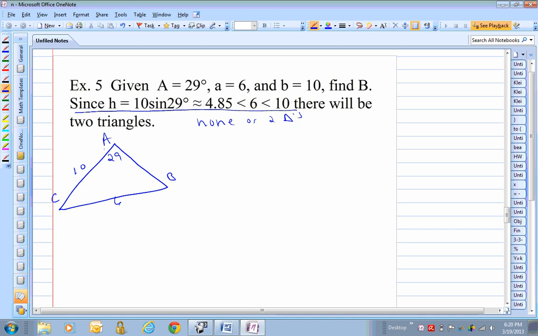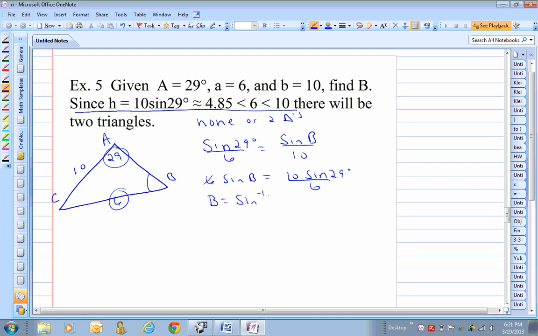All right, here we go. The next thing we're going to do is set up our angle-side pair. Sine 29 degrees over 6 equals, we're going to find angle B, so sine B over 10. Cross multiply, so 6 sine B equals 10 sine 29. Divide by 6, and then we solve for B. So B is going to be the inverse sine, or arc sine, of 10 sine 29 over 6.